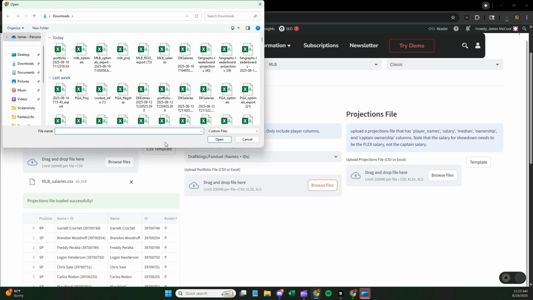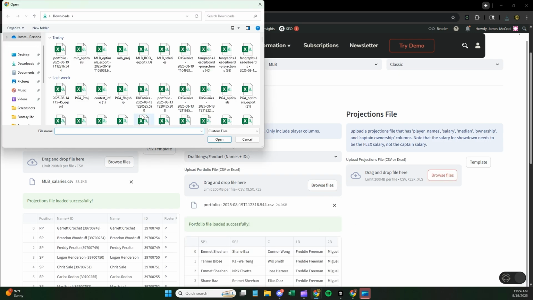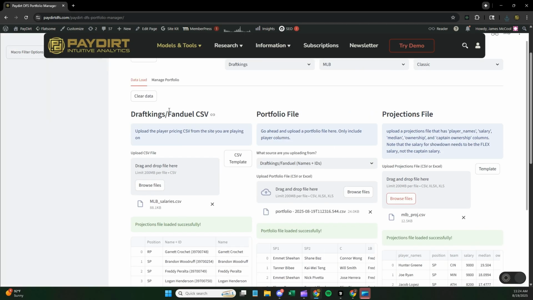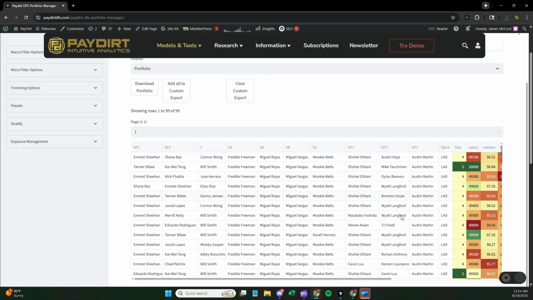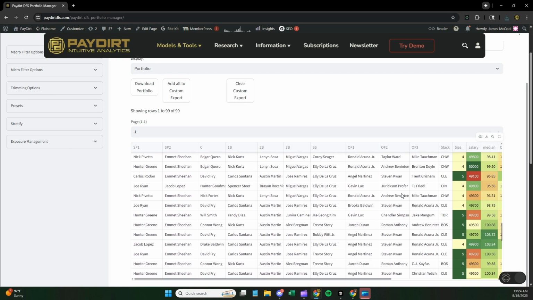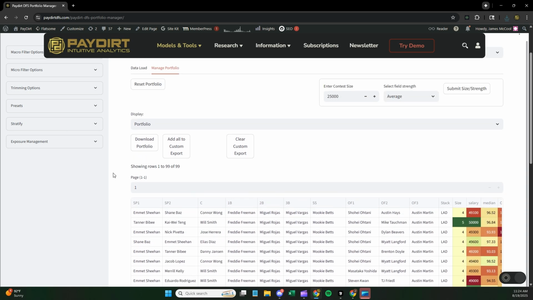This one is going to be names plus IDs. I'm going to reload the one that I just created instead, right? And then I'm going to use the projections and the salaries. So now when I look at this, this is a portfolio filled with all the highest owned lineups based on weighted trimming and weighted stratification.